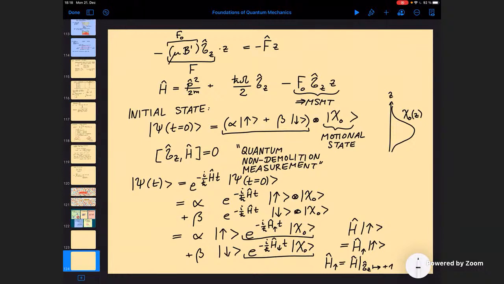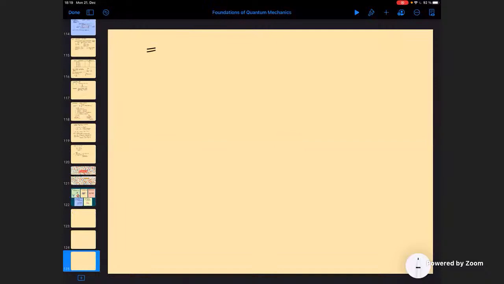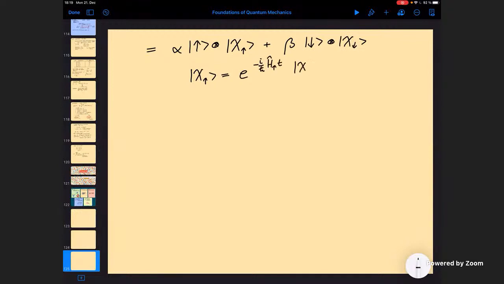And now before we calculate what happens there, at least we can give names, we can give labels. We can call this time evolved motional state, time evolved under the action of H up or H down, chi up or chi down. That's the idea. Okay, so let's do this. So we would have alpha times up product state with chi up plus beta times the down state product with chi down. And of course, as I said, chi up would be the time evolved version of the original state. And the same for chi down.